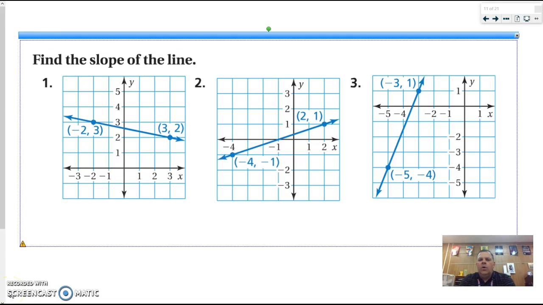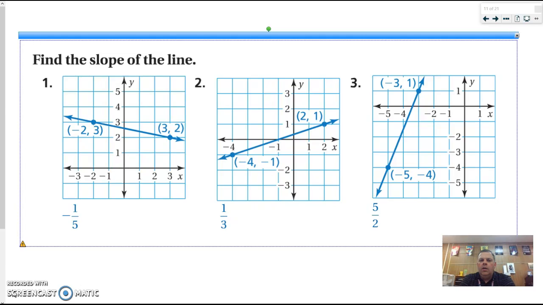Please pause the video and allow students to find the slope of these 3 lines. Remember, use y2 minus y1 over x2 minus x1. Please pause the video now. The answers for the slopes are found on the examples.